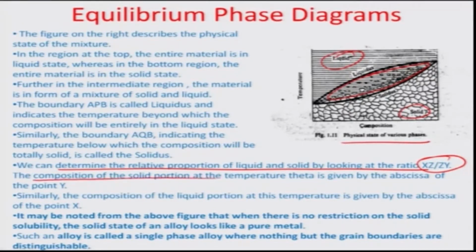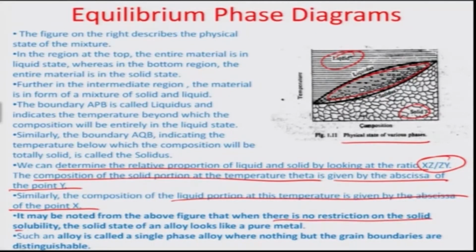So the composition of the solid portion at the temperature theta is given by the abscissa of the point y. Similarly, the composition of the liquid portion at this temperature is given by the abscissa of the point x. So it may be noted from the above figure that when there is no restriction on the solid solubility, the solid state of an alloy would look like a pure metal, okay, as probably here, and such an alloy is always known as a single phase alloy, where nothing but the grain boundaries are the only distinguishable features.